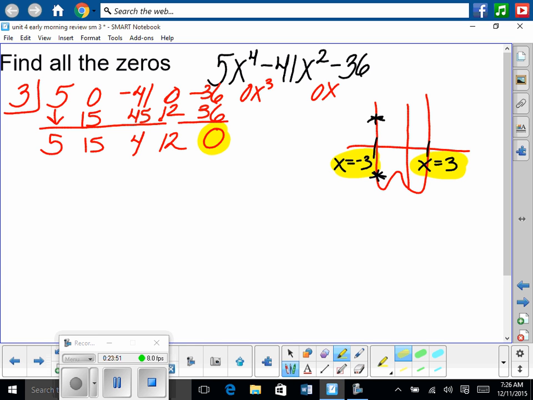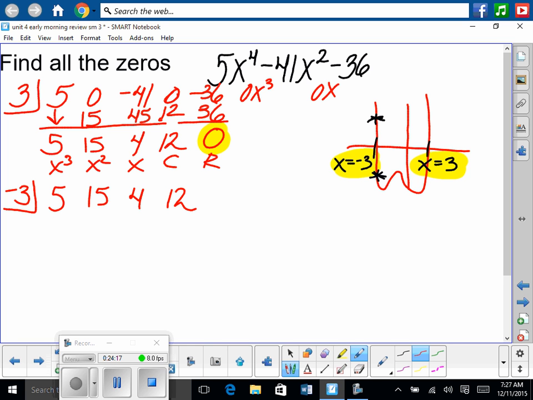Okay, so our remainder is 0. So what we have here is that's our remainder, that's our constant, that's our x squared, x cubed. We still want to make it quadratic. So we're going to do synthetic division again. You've got to use the other root. So now I'm going to use -3, coefficients 5, 15, 4, and 12. Your remainder is now gone. You don't have a remainder, so you don't need to write in that.